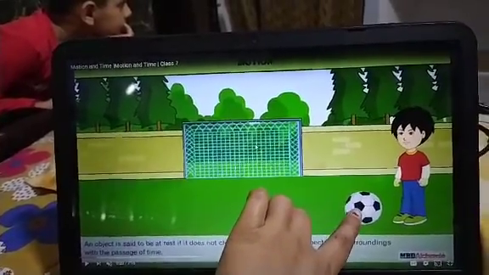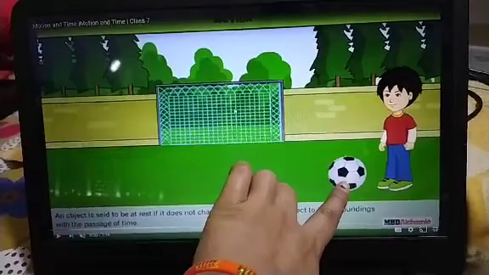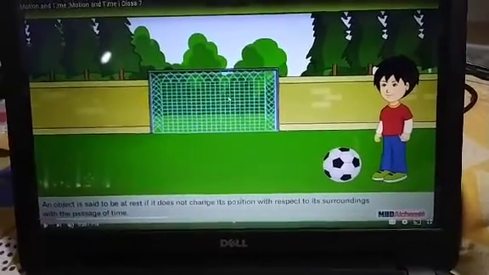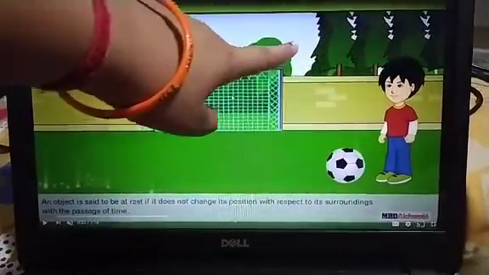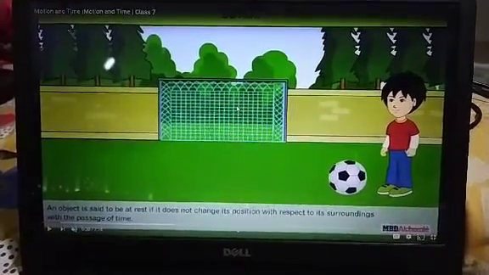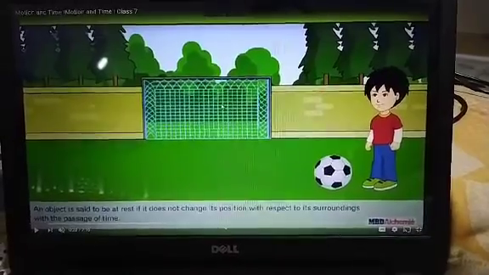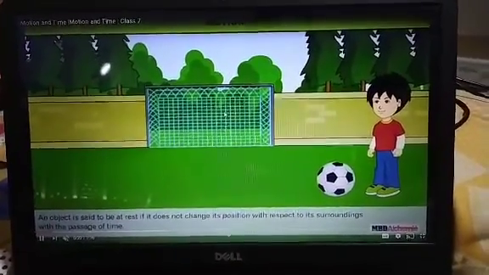It means that after 5 seconds, this ball is still in the same position at the same place. It means this is at rest. These trees are still here. They are also not changing their position. It means they are also in a rest position. Clear?